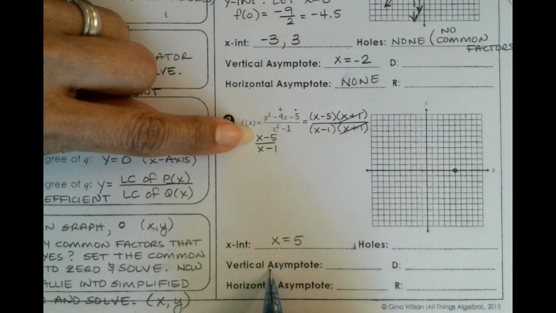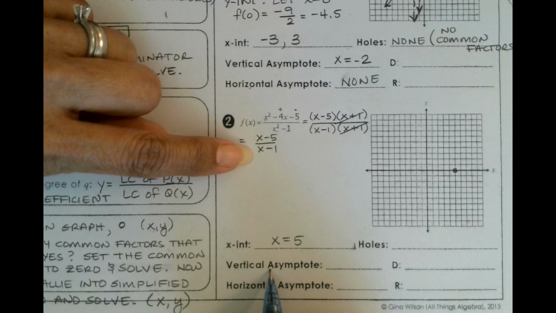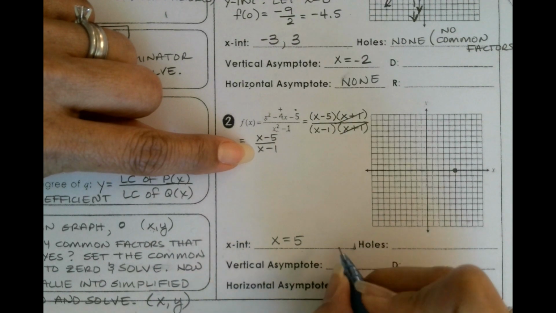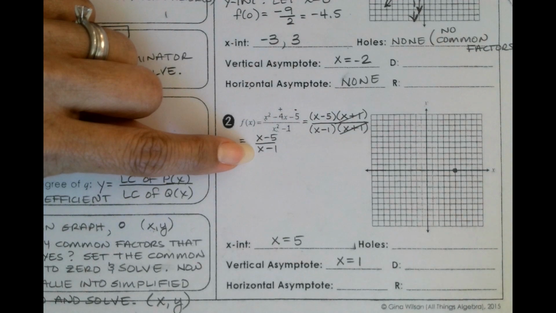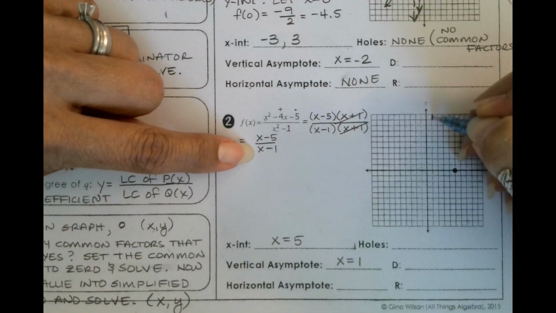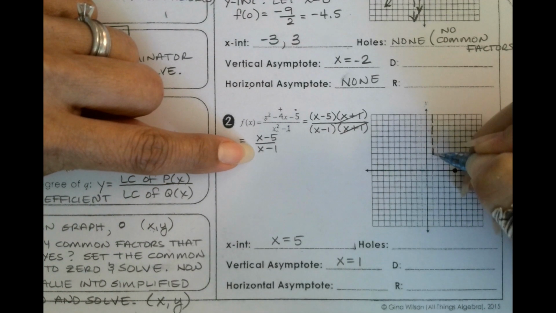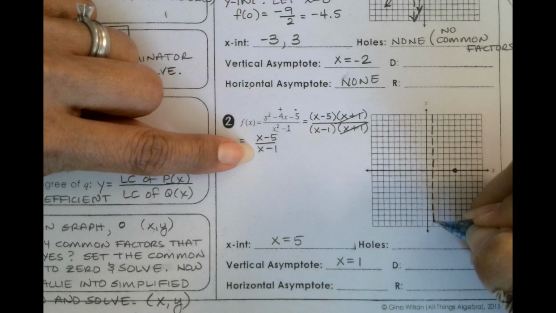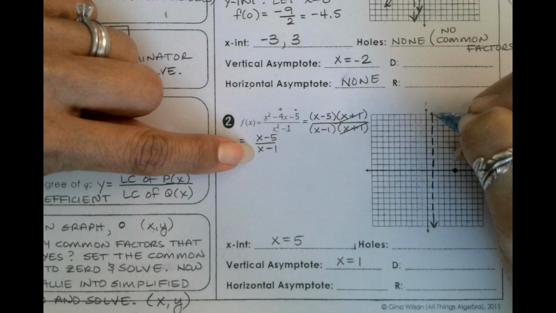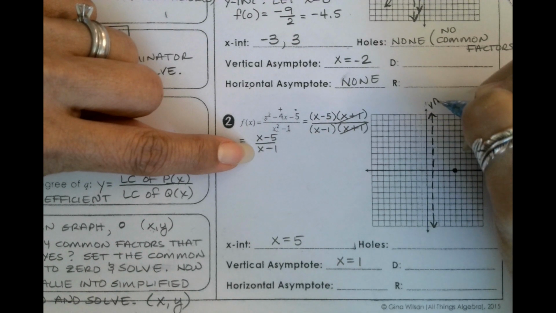Vertical asymptote tells me to look at the denominator. The denominator, set it equal to 0 and solve. That leaves me with an x equals to 1 vertical line. So I'm going to draw a vertical line at x equals to 1. This is my vertical asymptote. Okay.